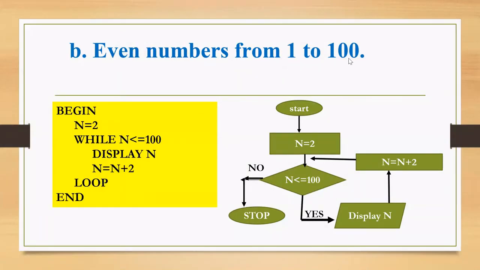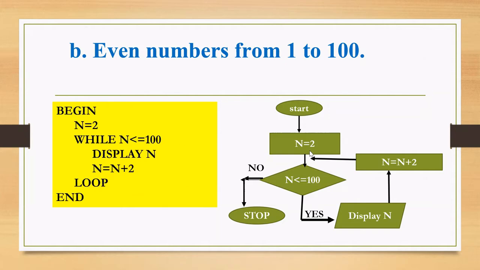Even numbers from 1 to 10. The starting point of the even numbers is 2, so 2 is assigned to n. Now, is 2 less than or equal to 10? Yes. While normally activates only when the condition is true. Then 2 is displayed, then 2 plus 2 is 4. Then loop, then is 4 less than or equal to 100? Likewise, you can see the even numbers up to 100, right?